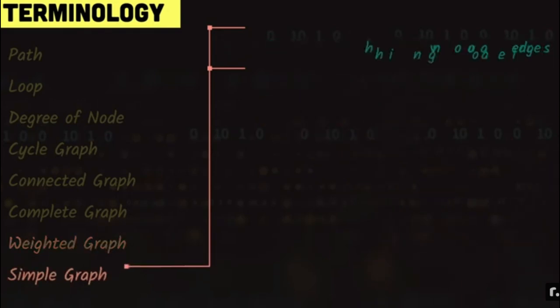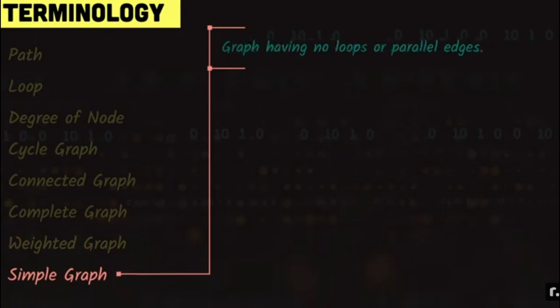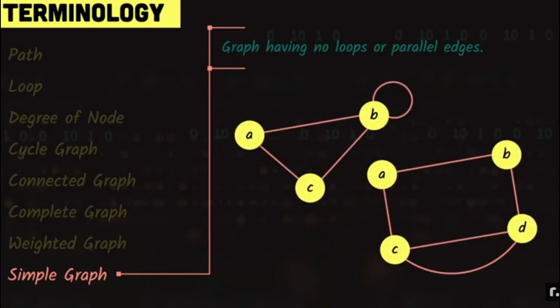Next we have a simple graph. A simple graph is a graph which doesn't have any loops or parallel edges. So if you look at these two graphs, both of them are not simple graphs because one has a loop and the other has a parallel edge. If we remove the loop from the first one and the parallel edge from the second one, both of these graphs will become simple graphs.